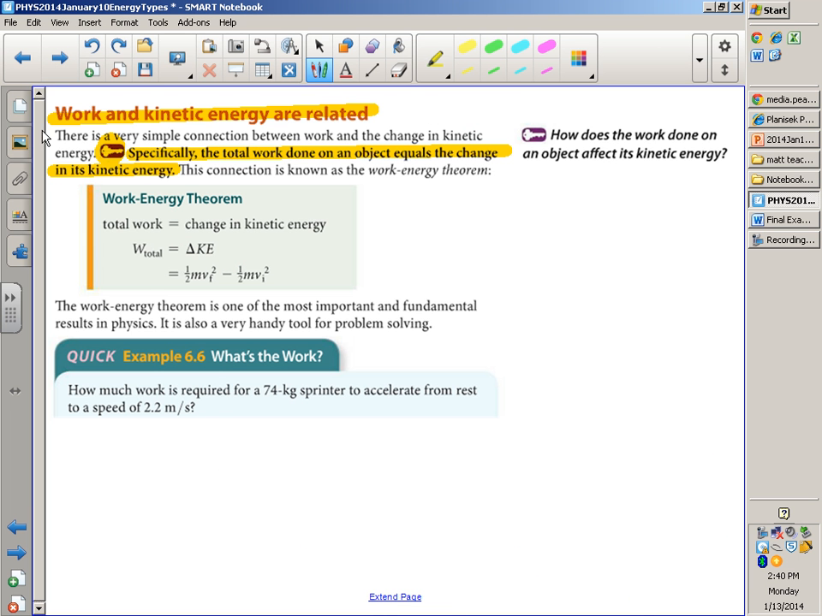What we find out is that the total work done is equal to the change in the kinetic energy of that object. Work changes the kinetic energy of an object. By how much? Depends on how much work you do. We call this idea the work-energy theorem. That the amount of work that we do on an object is equal to the change in its kinetic energy. Good there?